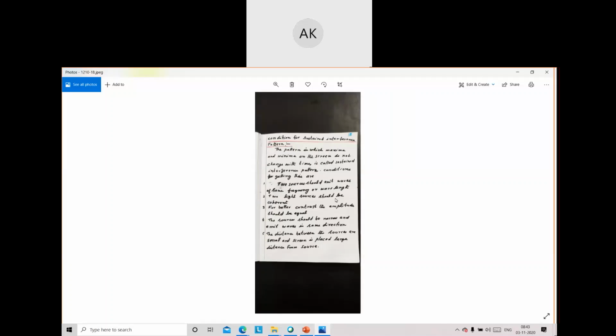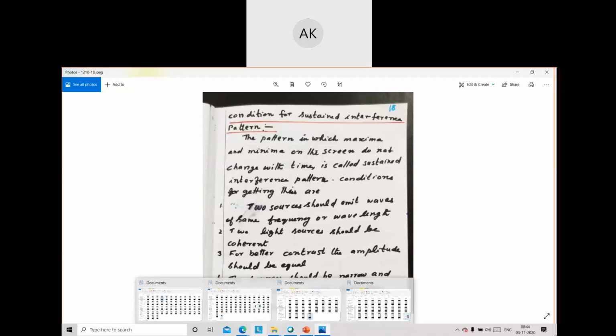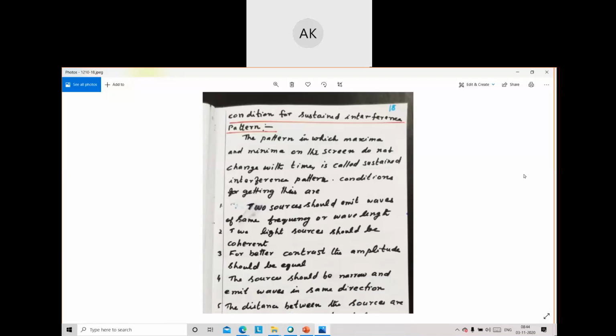Condition for sustained interference. A pattern in which maxima and minima on the screen do not change with time is called a sustained interference pattern. I showed you first, in the figure of Young's double slit experiment, the green and black colors, and you can see that it is a sustained interference pattern. The pattern is not changing with time. Such a pattern is called a sustained interference pattern.